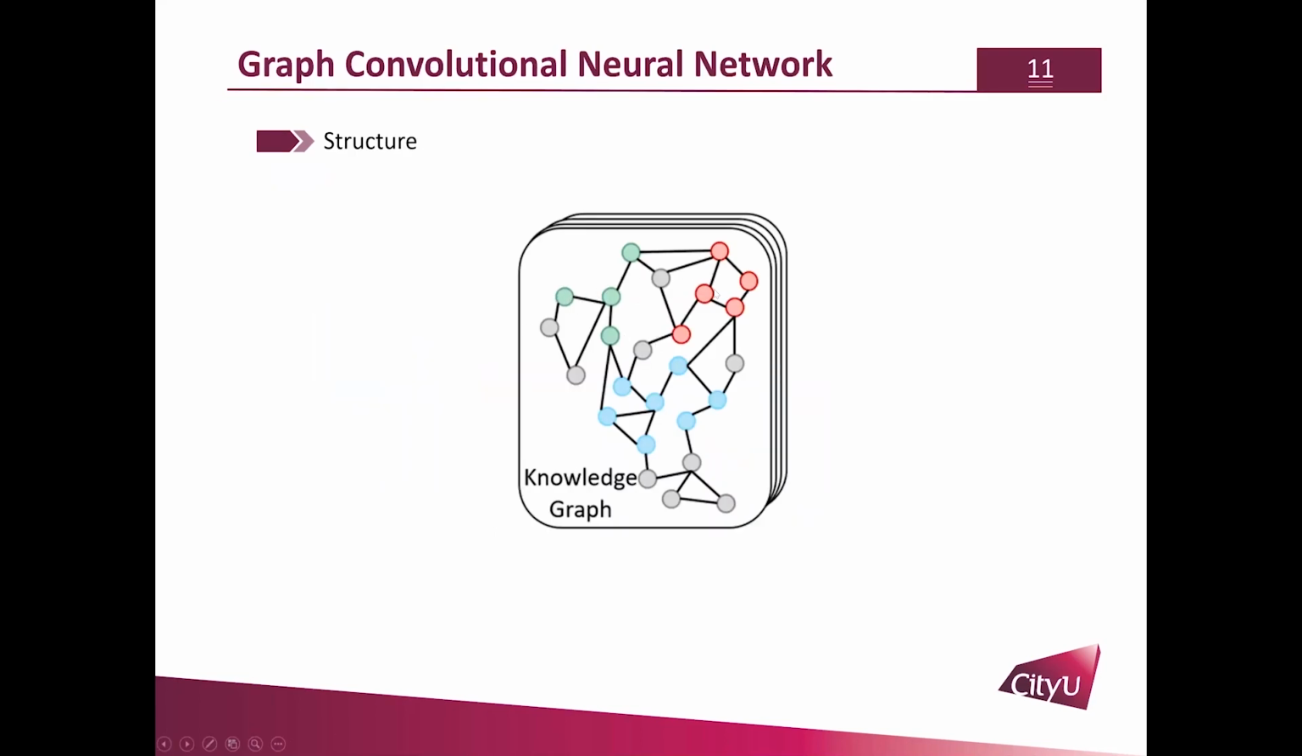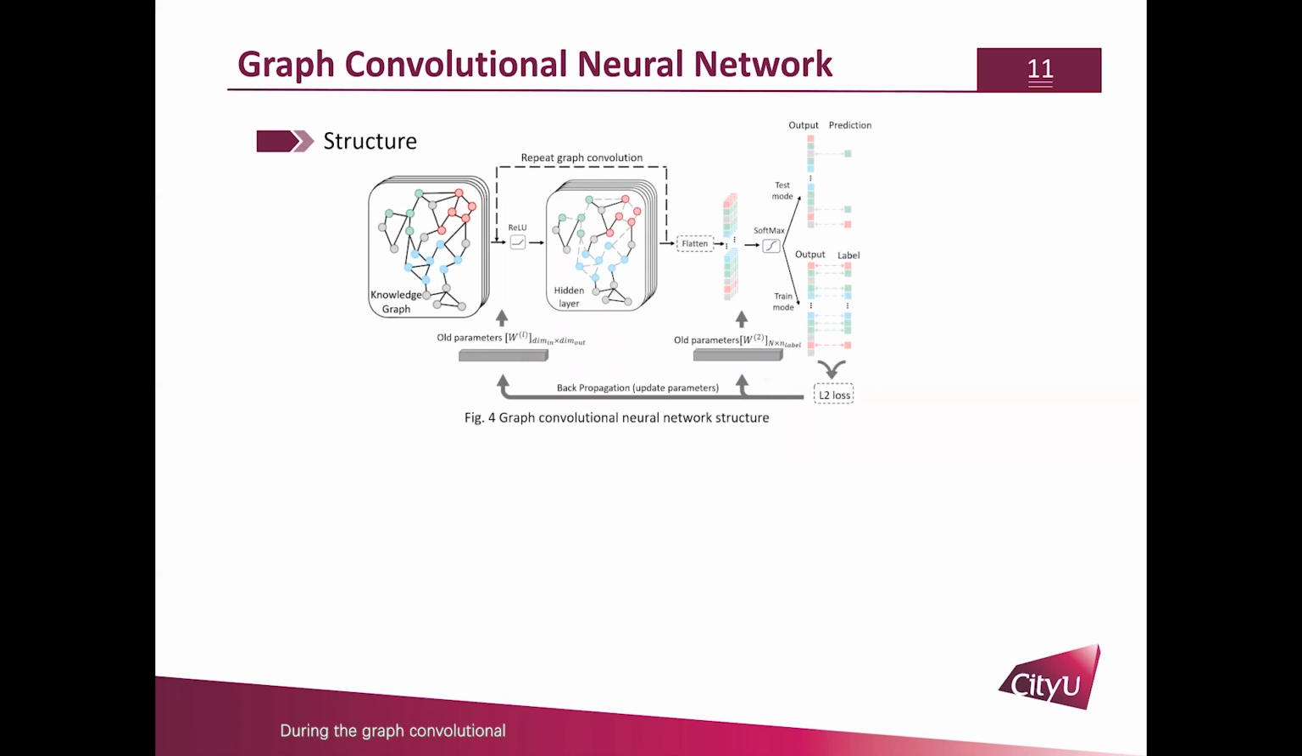As you can see, the green nodes, red nodes, and the blue nodes represent the labeled nodes, which means those sequences have known taxonomic labels. And the nodes in gray represent unlabeled nodes. During the graph convolutional neural network, in the training mode, we will minimize the loss for the labeled nodes and update the parameters in the backpropagation. And in the testing mode, we will predict the unlabeled nodes. But you might ask, how can we use these unlabeled nodes when training?